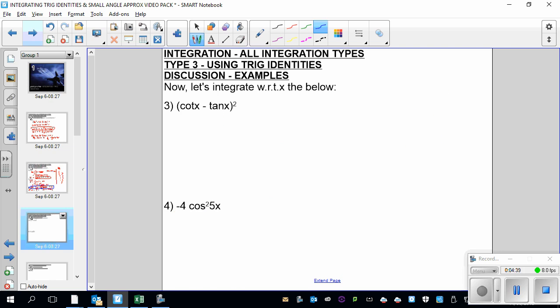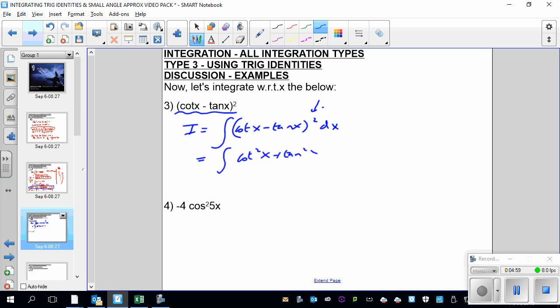Okay, what if we had something like this? Cot x minus tan x all squared. Now again, looking at the right-hand side of your differentiation table, we have nothing that looks like this. So naturally, that squared, I'm just going to expand the bracket and maybe something will come out. So cot squared plus tan squared minus 2 lots of cot x tan x dx. Now, straight away, what is cot x times tan x? Well, cot x is 1 over tan, and tan is obviously tan. So that cancels out, doesn't it? This thing cancels down to 1.